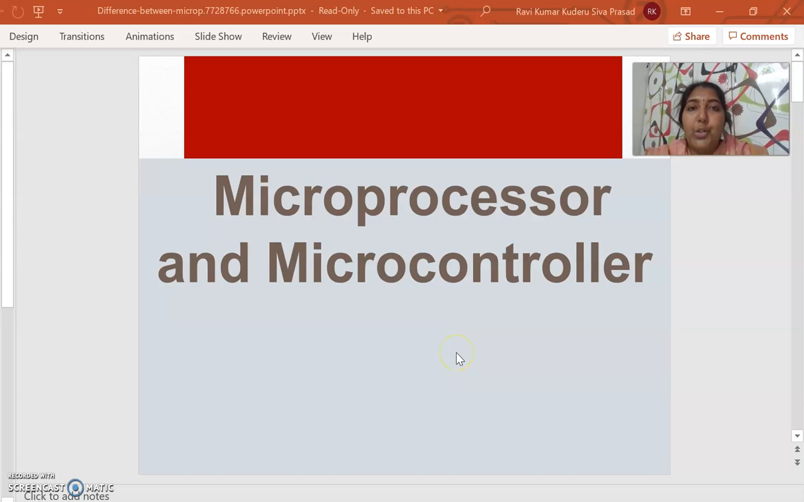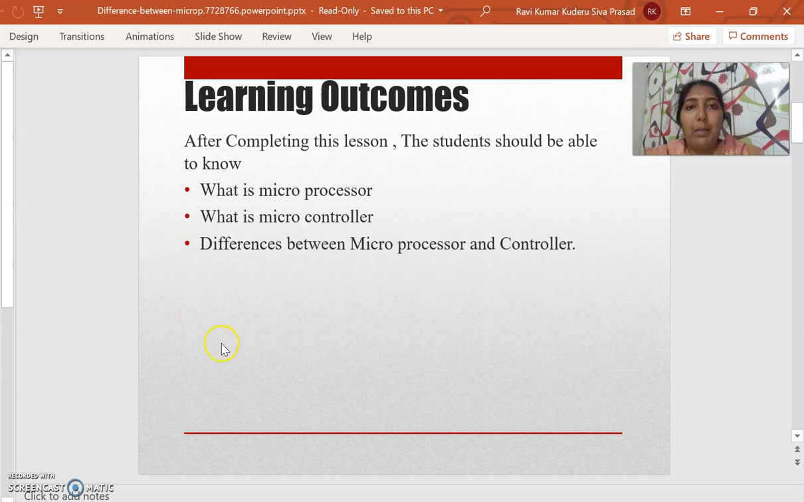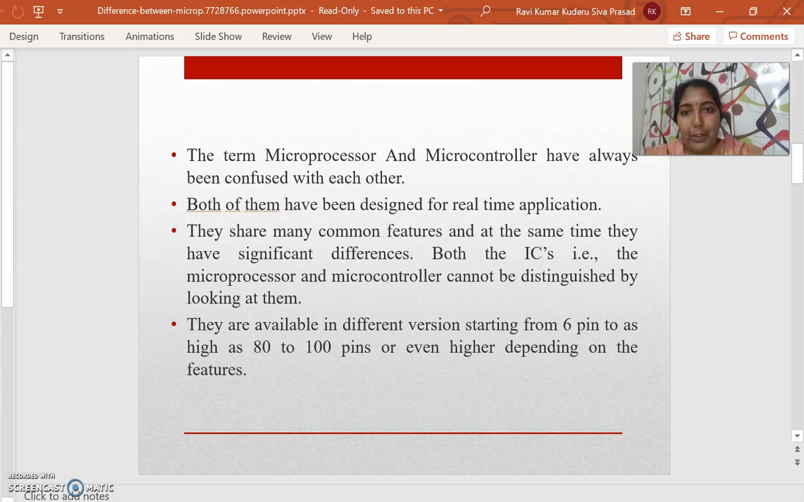Hello everyone. Today we are discussing microprocessor and microcontroller. After completing this lesson, the students will be able to tell what a microprocessor is, what a microcontroller is, what the applications of both are, and what the differences between microprocessor and microcontroller are.